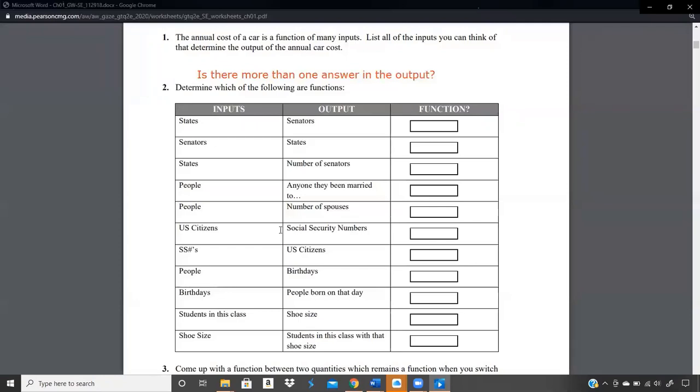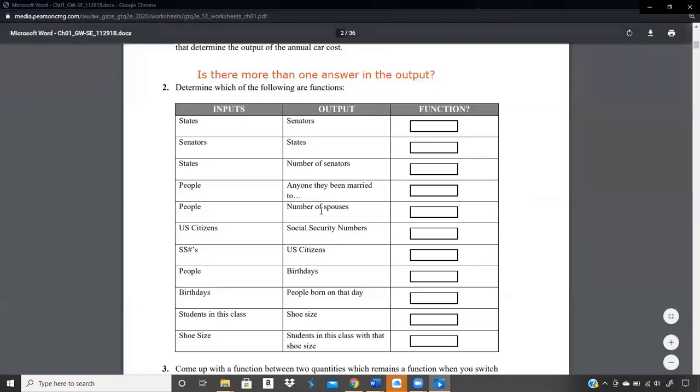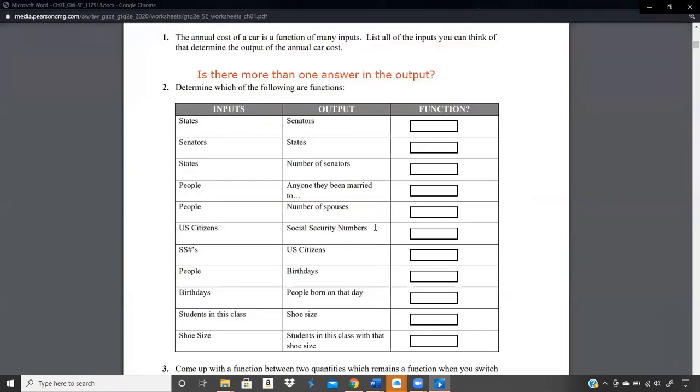Some of these might be a little more interesting, like people to number of spouses. A lot of times for these, I'm still on text, which is why that's happening. Let's go back to mouse. A lot of people will say, well, there are groups of people that will marry more than one person at a time. And we're going to exclude them from this argument for the official answer.